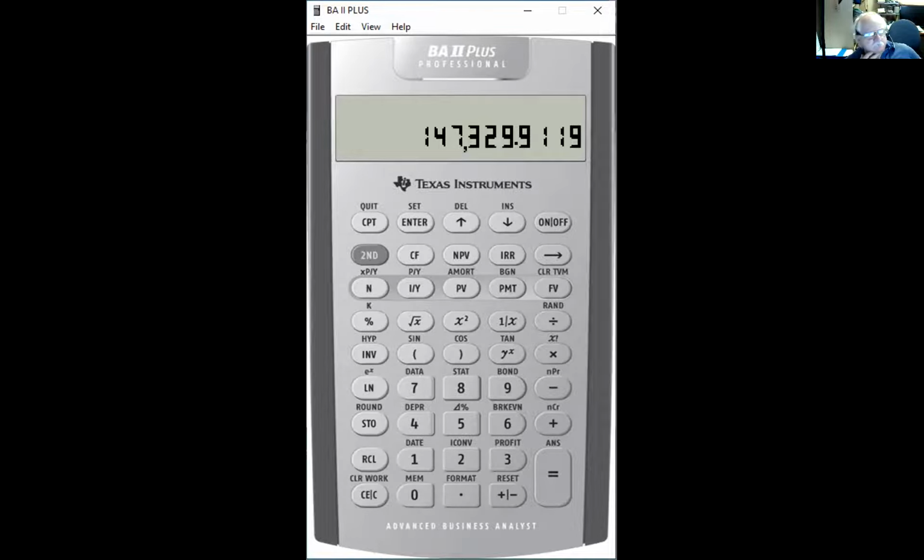Did that work for you? Yes, sir. Okay. So let's get rid of the calculator for a moment and go back to sharing the Excel file.